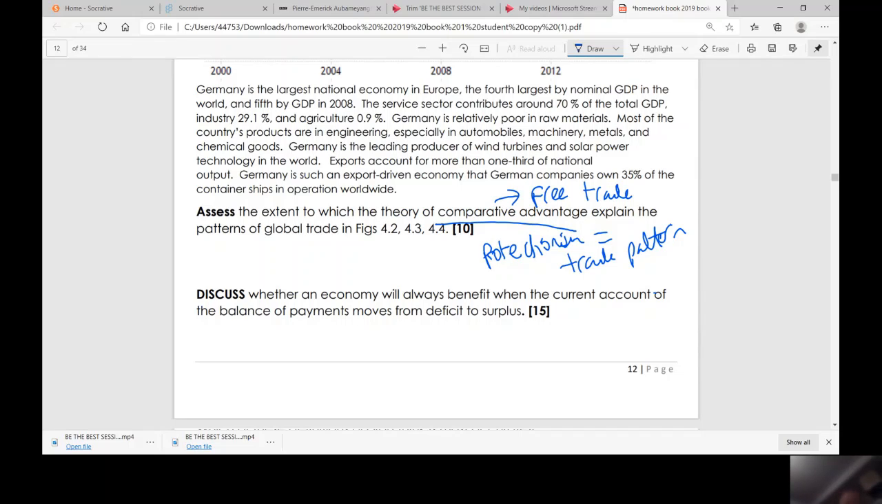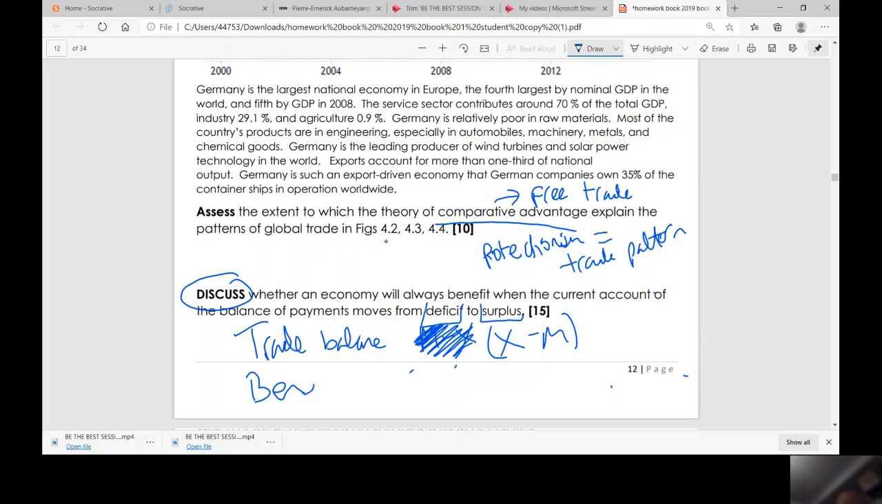The second question is linked to the balance of payments and specifically the trade balance. So imports and exports. Well, X minus M, if I was to do that accurately. So if a country goes from a trade deficit into a trade surplus, what are the benefits of that? As it's a discuss question. What are the costs? And as it is also a discuss question, a very quick judgment. What would that depend on?